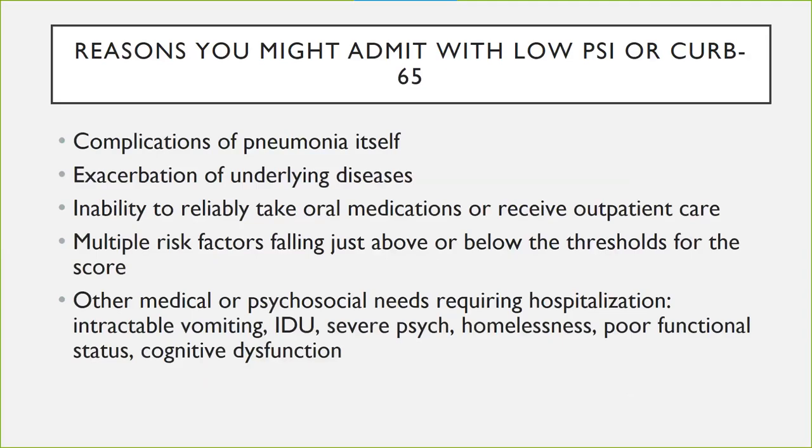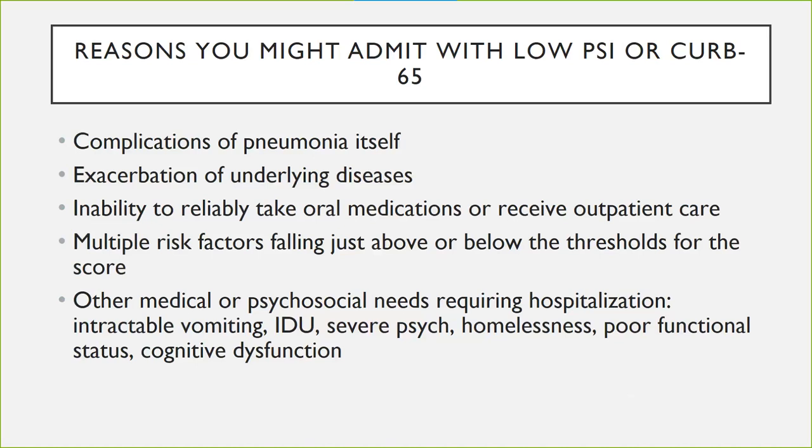All right, so as we mentioned, her PSI score and her CURB-65 were discordant. So what are some reasons that you might admit someone that had a low PSI score or a CURB-65 score? If you were worried about the complications of pneumonia itself, like a lung abscess or a pleural effusion, if they have a lot of comorbidities and they had an exacerbation of one of those underlying diseases like COPD or CHF, if you're concerned about the reliability of the patient to take oral medicines or receive outpatient care, like they're homeless, or they've had a history of non-adherence to therapy in the past.